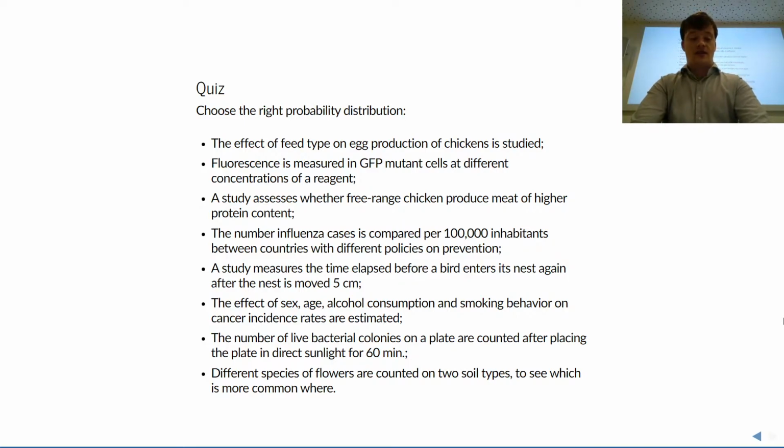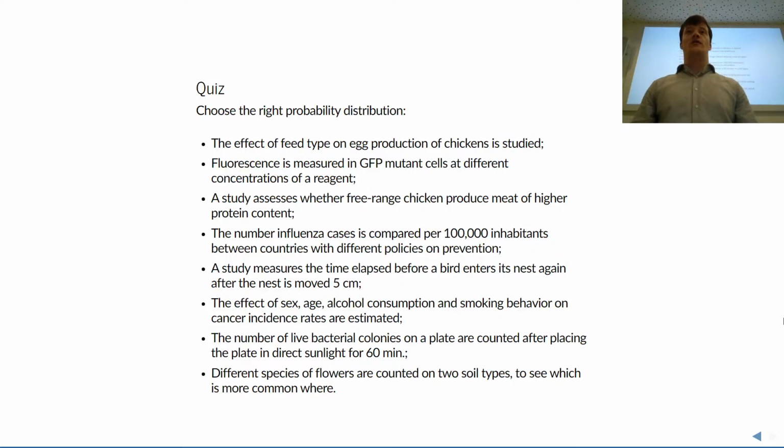Okay, then the second to last one. The number of live bacterial colonies on a plate are counted after placing the plate in direct sunlight. How could we go about this? Poisson. And why? Because you're counting bacterial colonies, and you can't have -1 bacterial colony. So this one, he said Poisson, by the way. The wording is a little vague on purpose so that you can give your own interpretation.